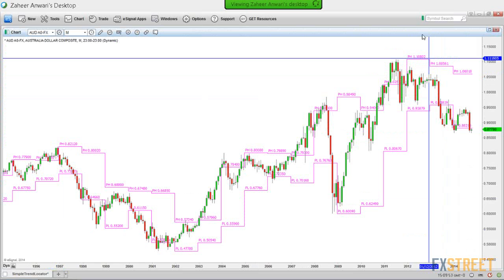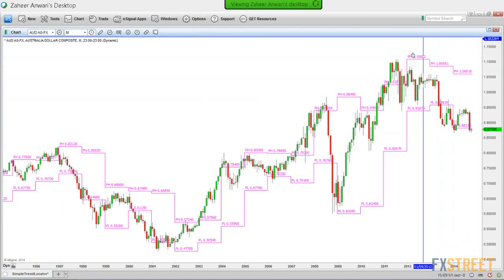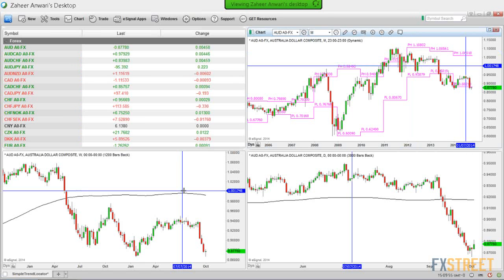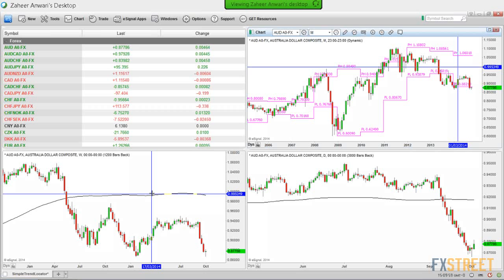On the weekly, we are trading below the weekly 200 moving average, so this is no area of concern at the moment. And on the daily, we're trading below the daily 200 moving average. And we're trading below the figure 0.9, of course, on all three time frames. So what this is telling us is the monthly, weekly, and daily are all in alignment.